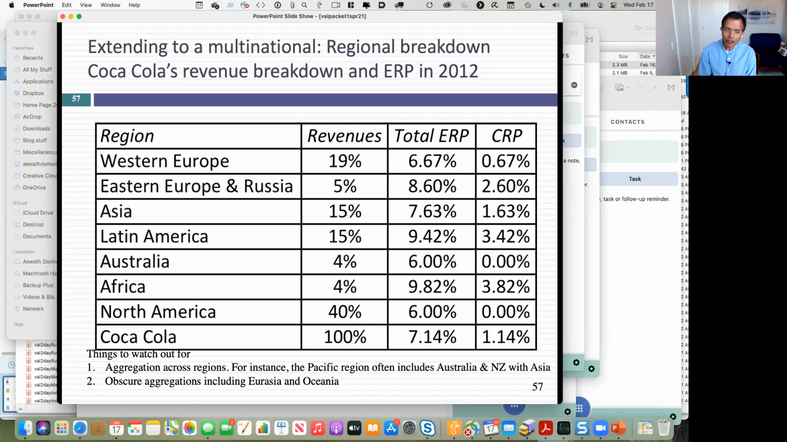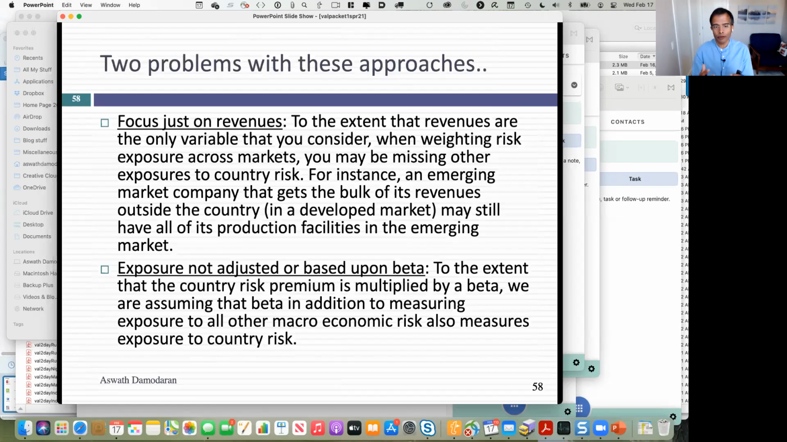So for most companies, revenue weights work. But if you gave me just revenues and I use those weights, there are two issues. One is by focusing just on revenues, I am not factoring in all of the other risks you're exposed to. Your production might be in a country, or your regulations might be different. And I'm also not bringing in the fact that some companies are more exposed than others, and beta measures that exposure. So I'm going to fill in those gaps.